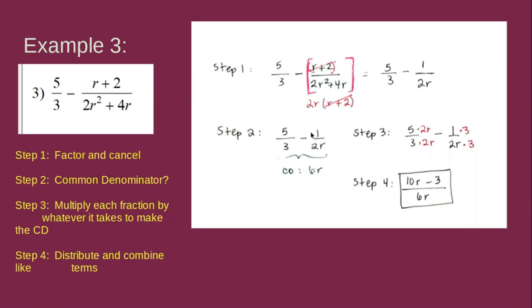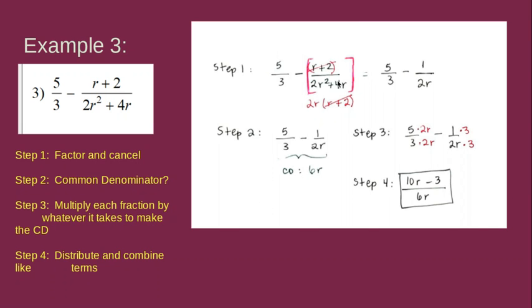That reminds me, when I'm all done, I need to subtract everything. Okay, but maybe step 1 will simplify this for me. Can I factor anything and cancel? Well, in this denominator, I could pull out a 2 and an r. That leaves me with r plus 2. Look at that again. Factor out a 2r, I'm left with r plus 2.